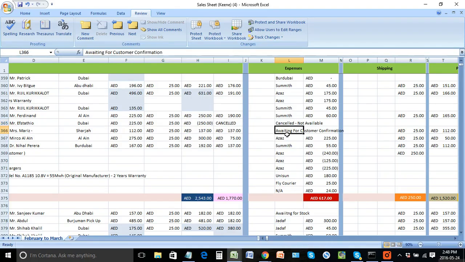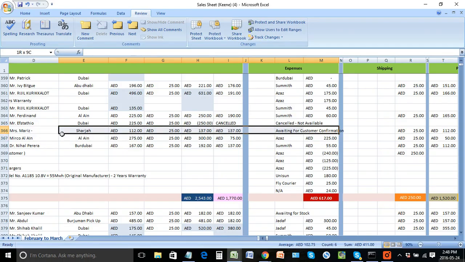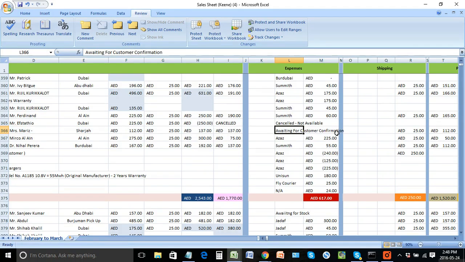And waiting for customer confirmation. If it's waiting for customer confirmation, it shouldn't be in this list at all. Period. If a customer is waiting for confirmation, how do we get 25 dirham for delivery, and how do we get this profit? It doesn't make any sense.